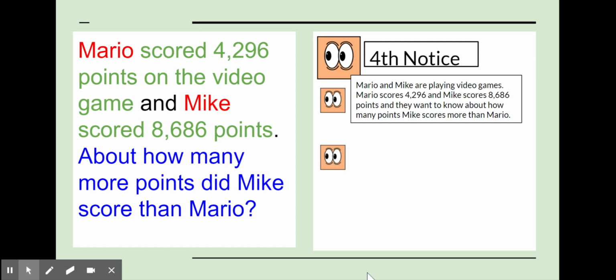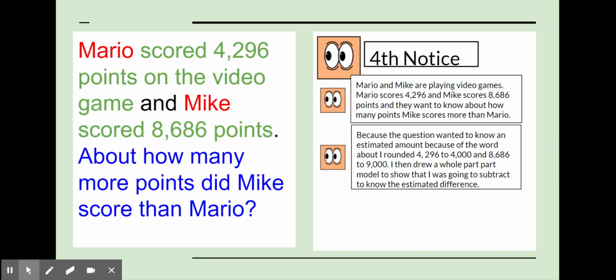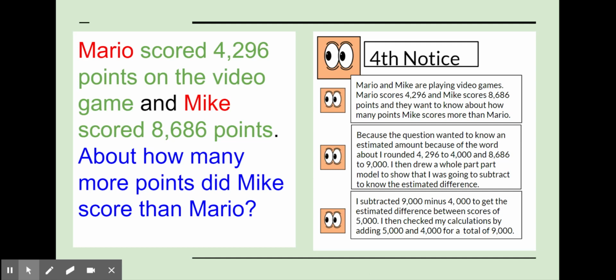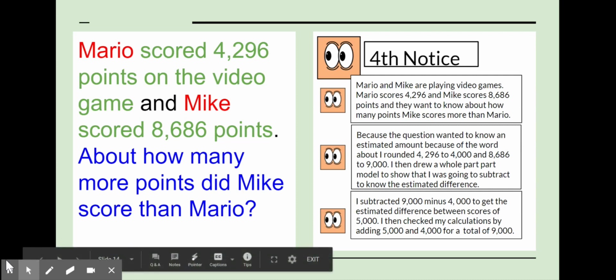In our second notice, because the question wanted to know an estimated amount because of the word about, I rounded 4,296 to 4,000 and 8,686 to 9,000. I then drew a whole-part model to show that I was going to subtract to find the estimated difference. In our third notice, I subtracted 9,000 minus 4,000 to get the estimated difference between scores of 5,000. I then checked my calculation by adding 5,000 and 4,000 for a total of 9,000. And that is our final look.